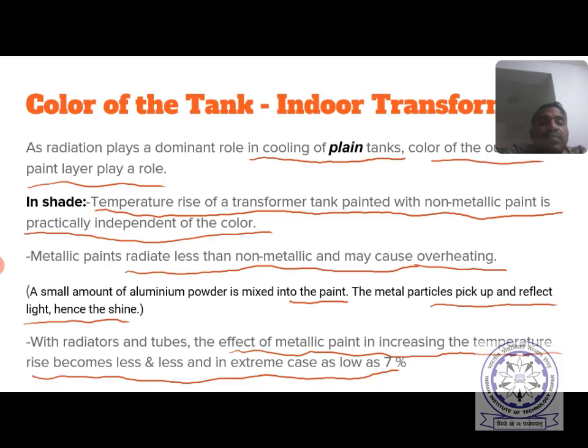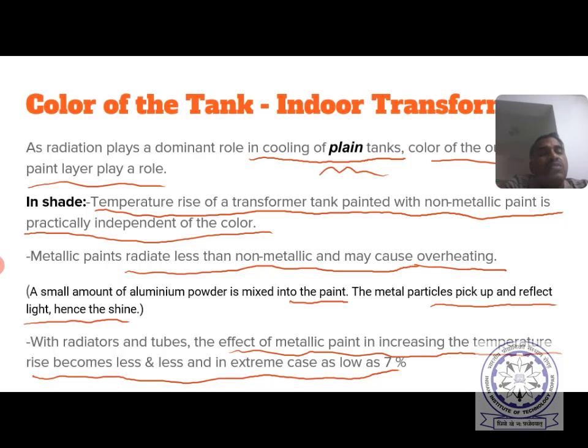This means that if we use radiators and tubes, metallic paints of course cause overheating, but their overheating can be ignored, and it may be as low as 7% if we use these radiators and tubes. So the paint effect will go. So that's what, for plain tanks, it is important. If you have radiators, coolers, etc., then the paint effect can be ignored.